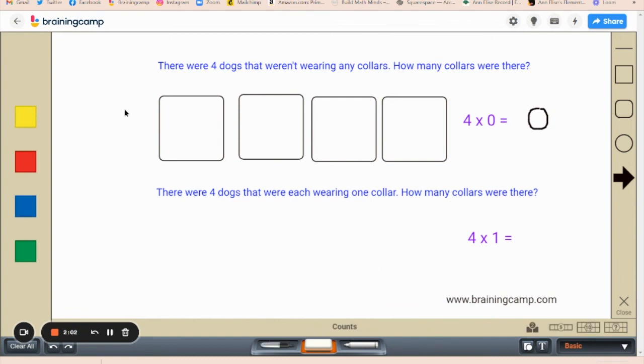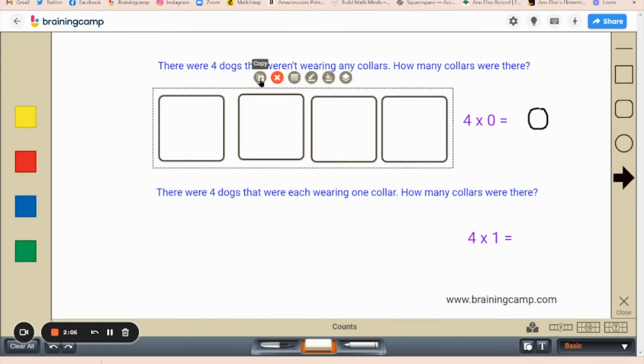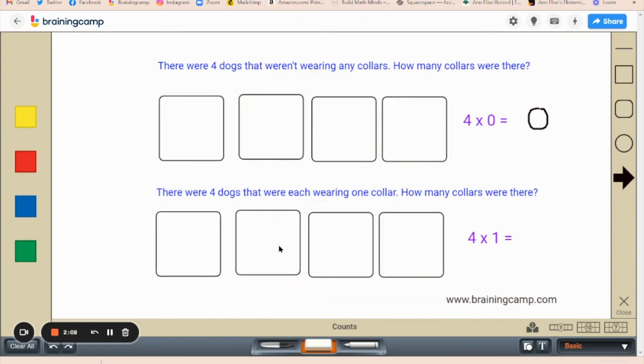Now, down below, we have the same 4 dogs, only this time they're each wearing 1 collar. Now, how many collars are there? Well, in this case, I can bring out a square to represent that collar on each of the dogs, each one having 1. So how many collars are there? Well, there are 4. And so again, our 4 times 1, we have 4 groups of 1 making the 4.